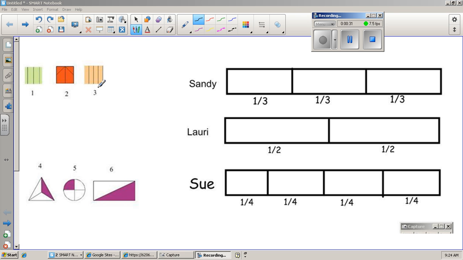Now look at number 3. There is an equal fraction. Each piece is the same size. Now let's take a look at number 4, 5, and 6.